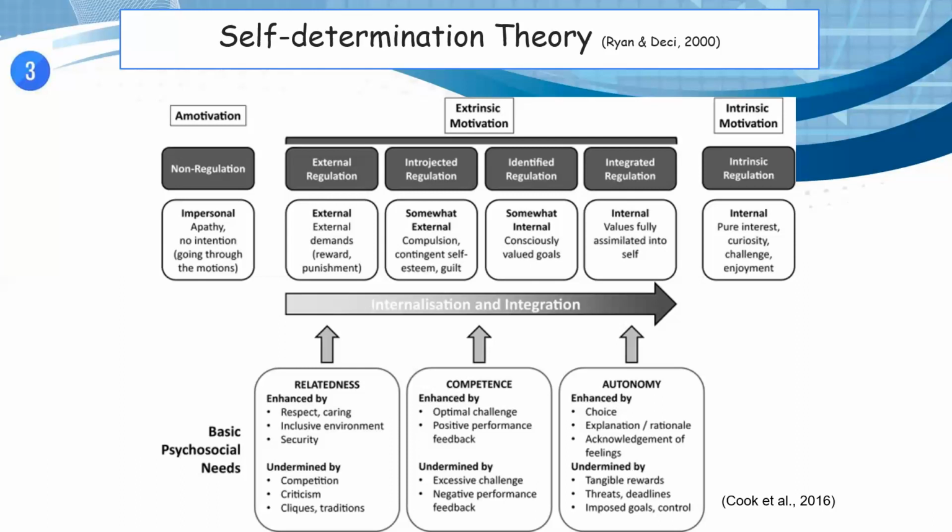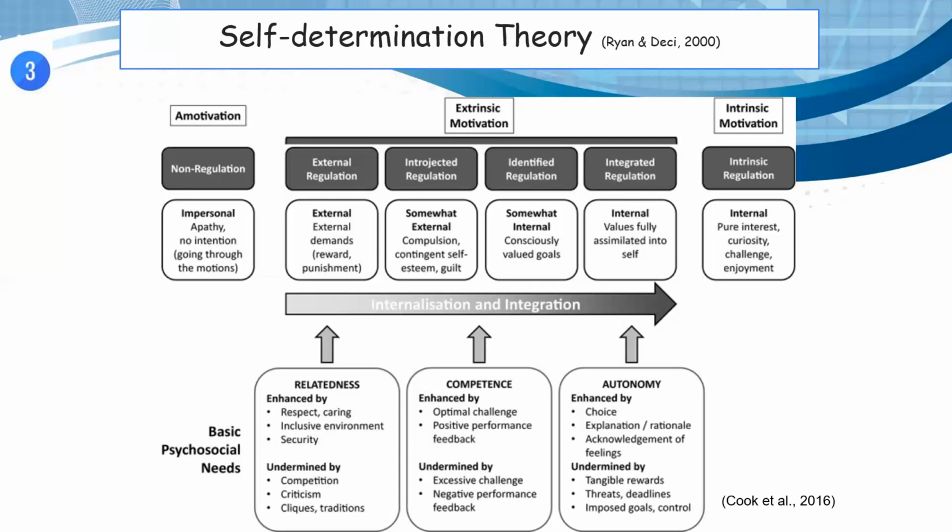Next, we have integrated regulation. With integrated regulation, the individual has aligned their own sense of values, their own goals with the values and goals of the task. The individual is very much in tune with the task at hand. The individual recognizes and fully acknowledges the values of the task, the process itself, not just the preferred outcomes.